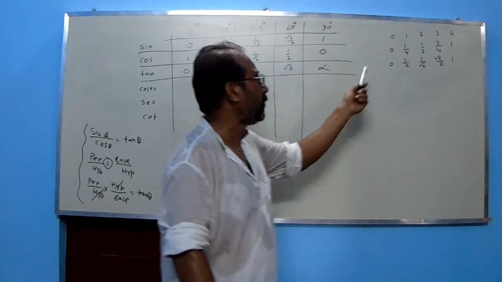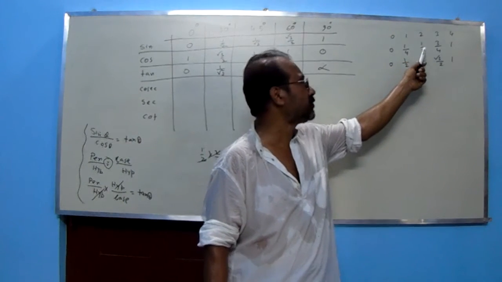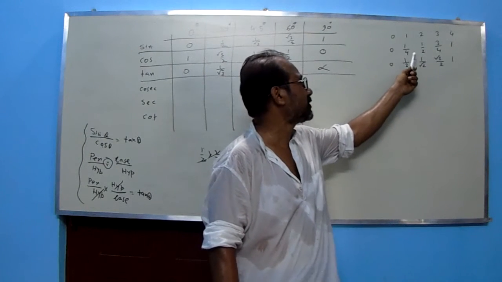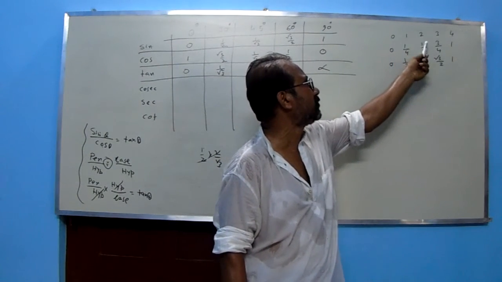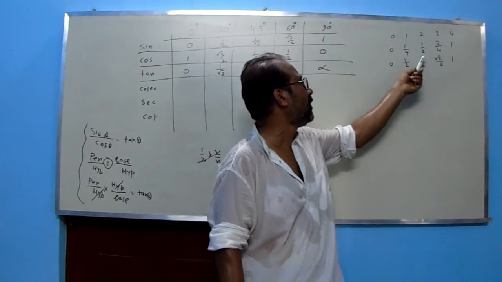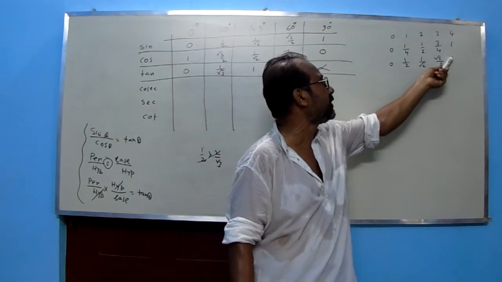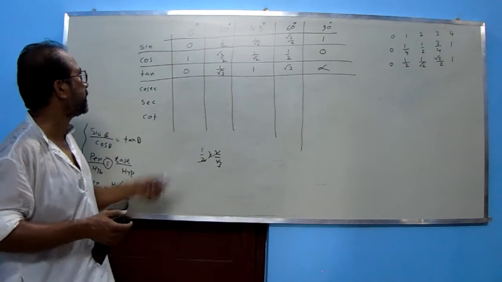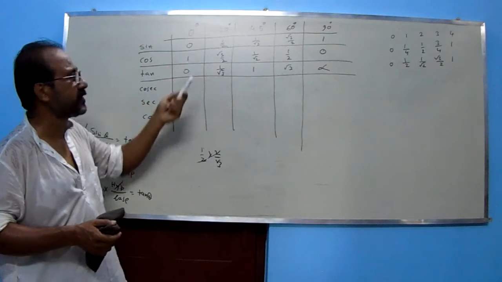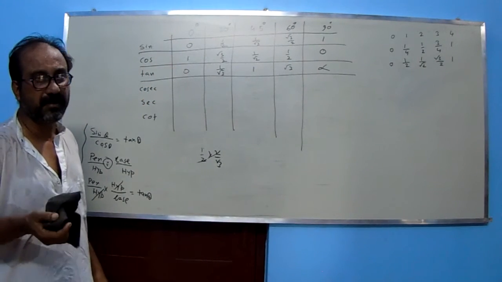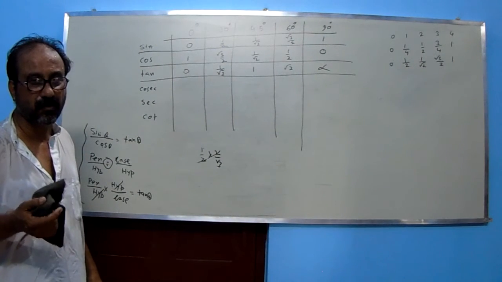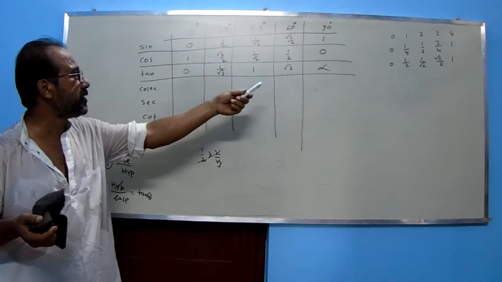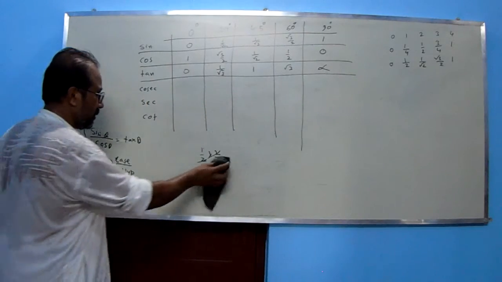Otherwise you must follow this rule, but you should not practice this rule because it will take some time, because you have to write 0 1 2 3 4, then divide by 4, then take the root, then you get the value. So it takes some time, but if you remember sin 30 is half, sin 90 is 1, sin 0 is 0, cos 0 is 1, cos 90 is 0, tan 90 is infinity, like that.